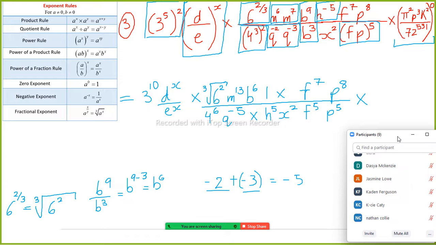Jasmine decided. Anyone want to try? What do we do with this term? Which one are you talking about? The one I have. I'm not sure about that term. Okay. Anyone else want to try? What do we do with this?